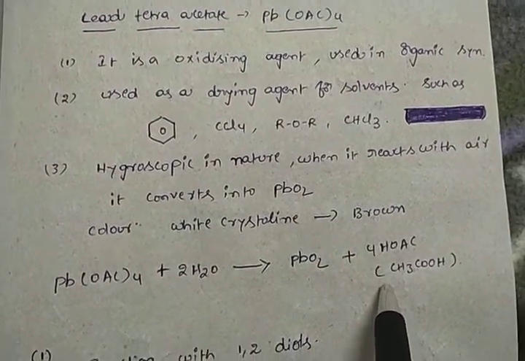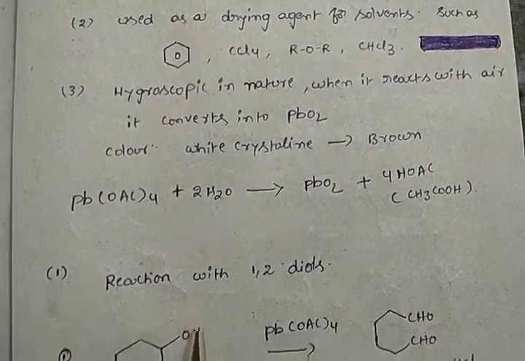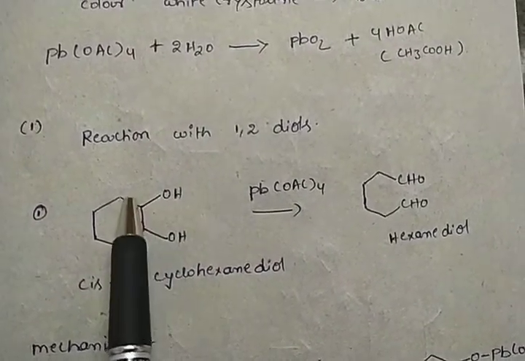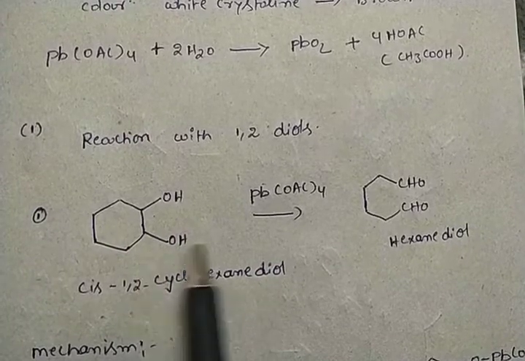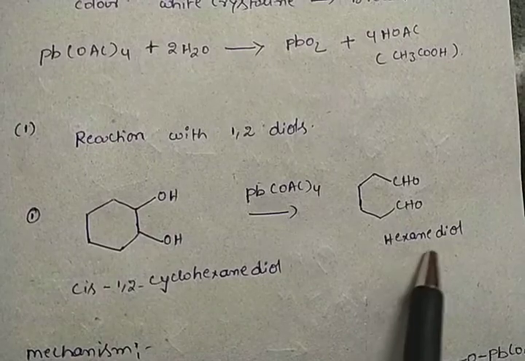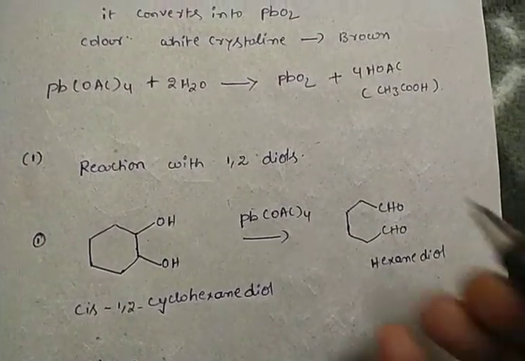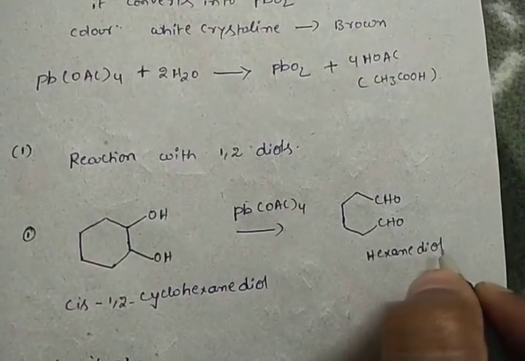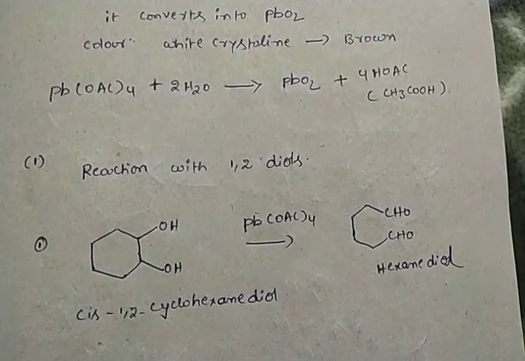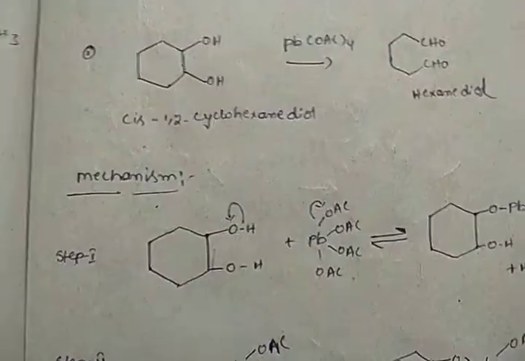Okay friends, now we will go to the reactions. Lead tetraacetate reacts with 1,2-diols. This is a 1,2-diol. Sorry, this is not "hole", my dear friends, this is "all", not "hole". So the mechanism will be like this.